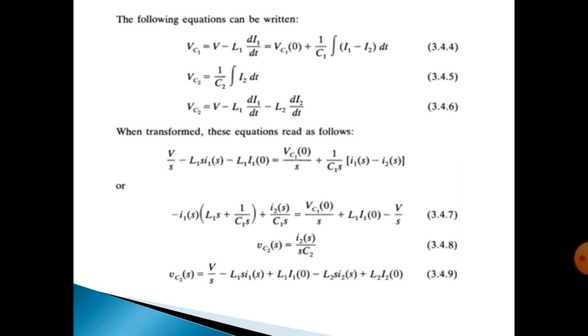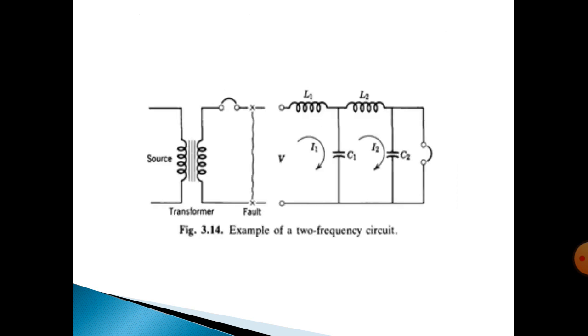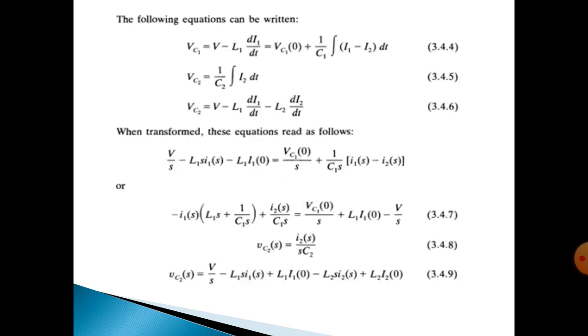This is equation 3.4.4. The next equation: Vc2, the voltage across capacitor C2, is equal to 1 by C2 integral of I2 dt. That means in capacitor C2 only the current I2 flows. So the next equation, in terms of inductance, is Vc2 equal to V minus L1 di1 divided by dt minus L2 di2 divided by dt. Equations 3.4.4, 3.4.5 and 3.4.6 are the basic equations.